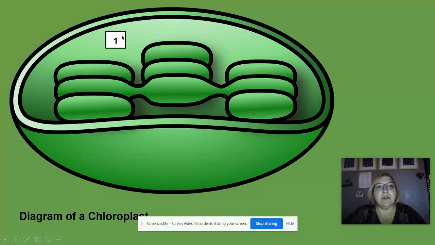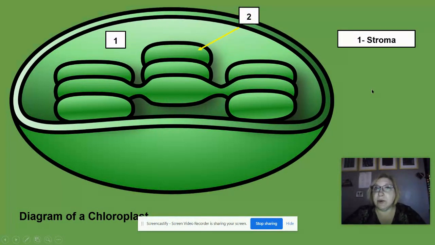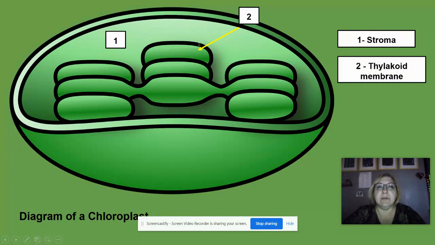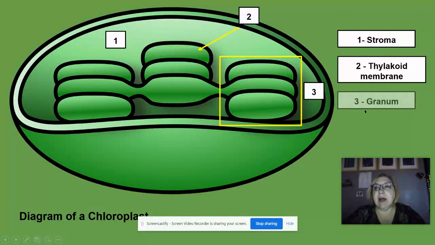This part is called the stroma, that's sort of outside of the thylakoid membrane. Number 2, that's the thylakoid membrane that we have right here, the black part. That's the outer part of the thylakoid. Then number 3 is called a granum, and it is a group of thylakoids. I think on the Amoeba Sisters, they referred to these as green pancakes.